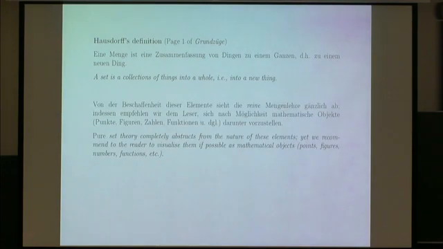So Hausdorff says pure set theory completely abstracts from the nature of these elements. And then to aid the reader, and probably also to aid himself and every mathematician, yet we recommend to the reader to visualize them, if possible, as mathematical objects, namely points, figures, numbers, functions. So these are the things, and then some of them are taken together into sets.